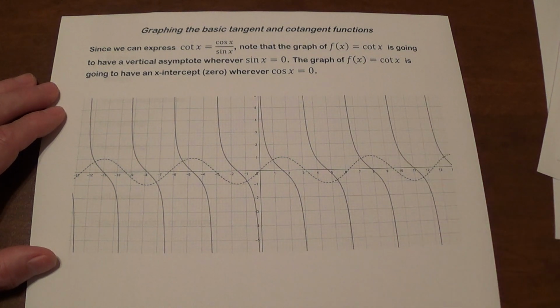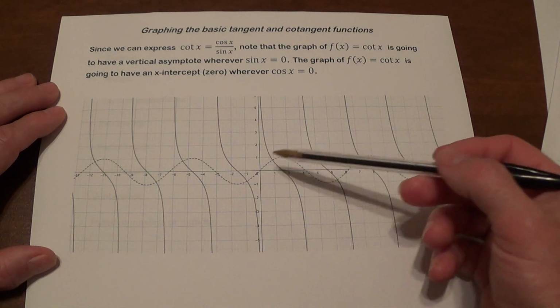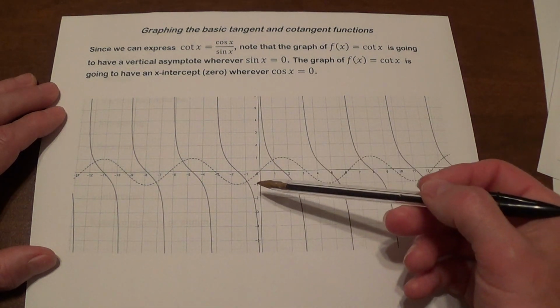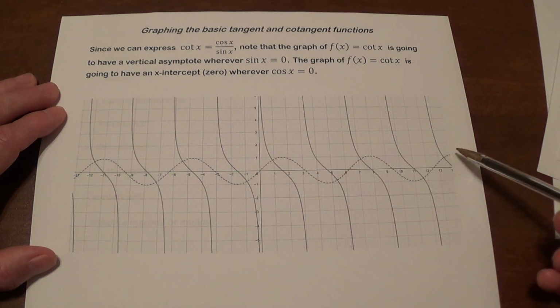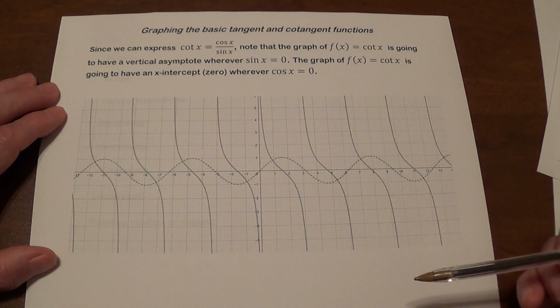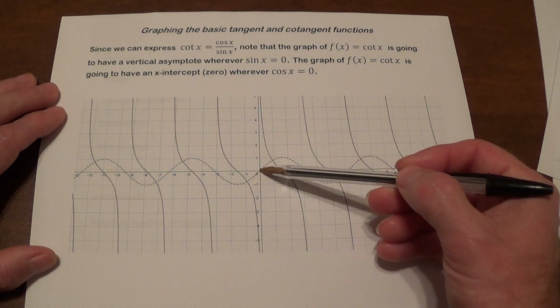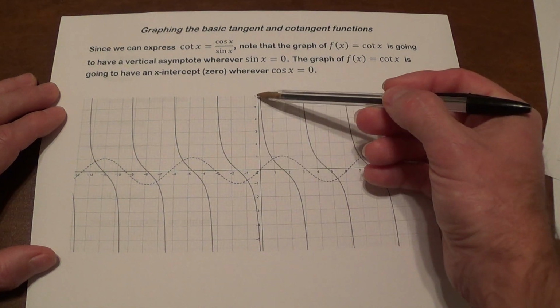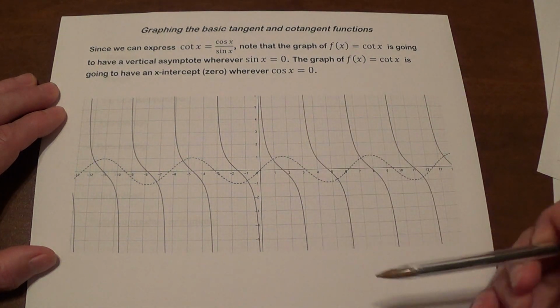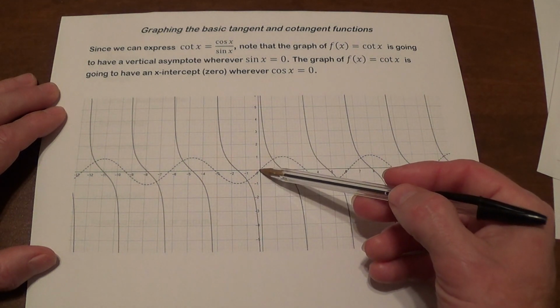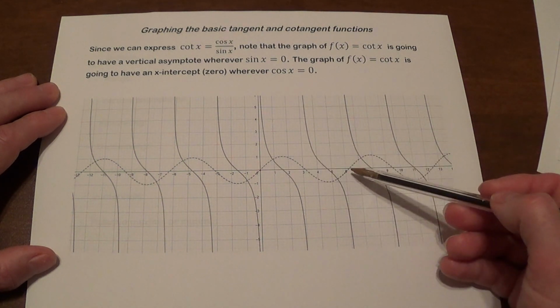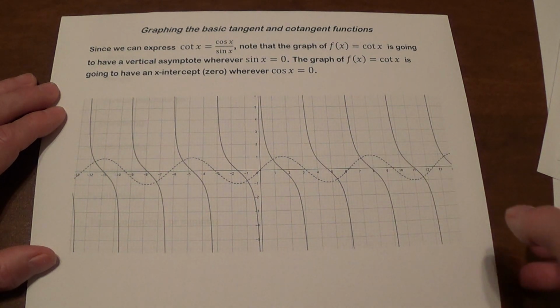I want to remind you that the graph of cotangent is cosine over sine. So wherever sine is 0, we are going to have a vertical asymptote because we cannot divide by 0. And so I have the graph of cotangent and the graph of sine graphed together. The dashed wave is the graph of cosine. And you can see wherever sine is 0, the graph of cotangent is going to have a vertical asymptote. So it happens here at 0, then again at pi, and 2 pi, and 3 pi.